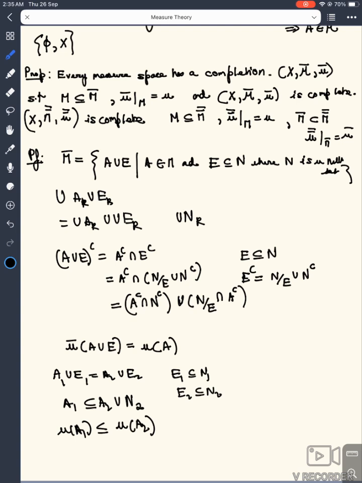So in the next lecture, now that the machinery is set, we will try to develop one of the first fundamental theorems, that is the Carathéodory extension theorem, to give the construction of the Lebesgue measure.